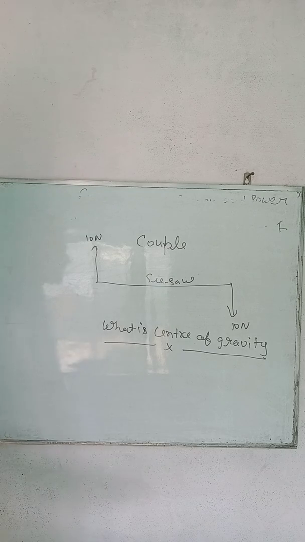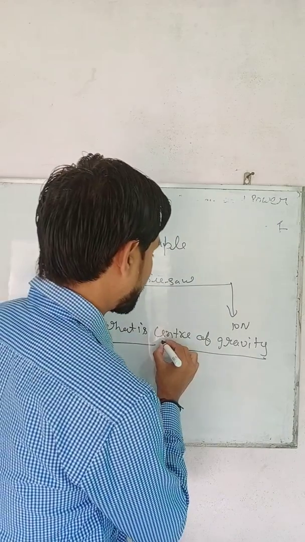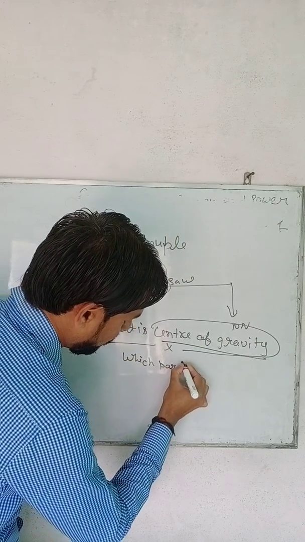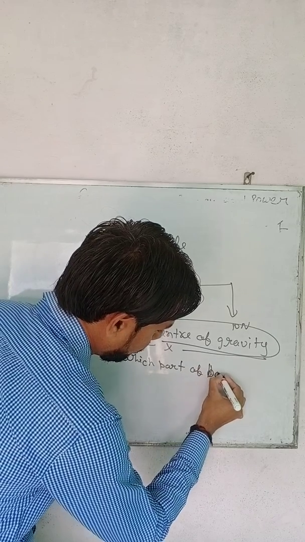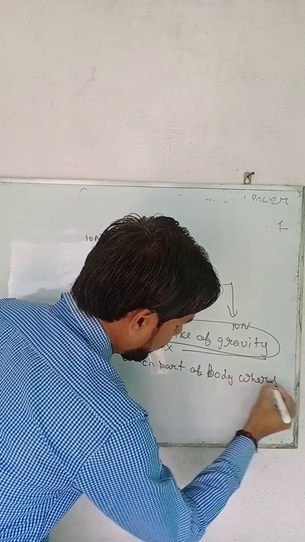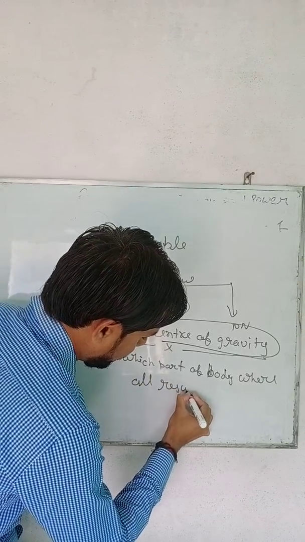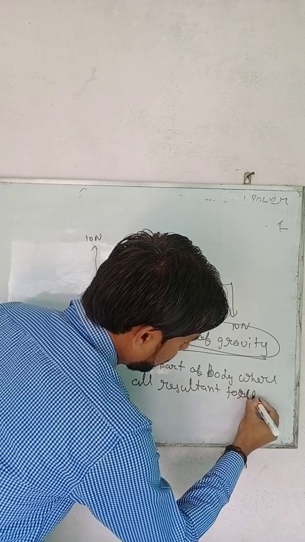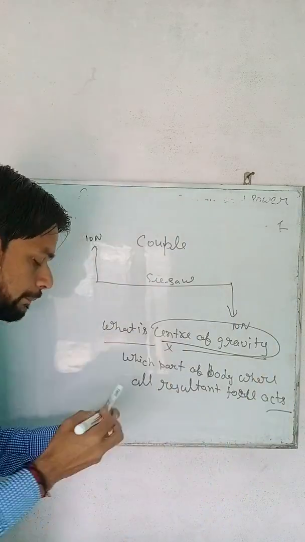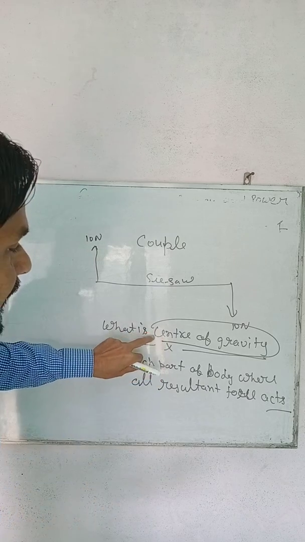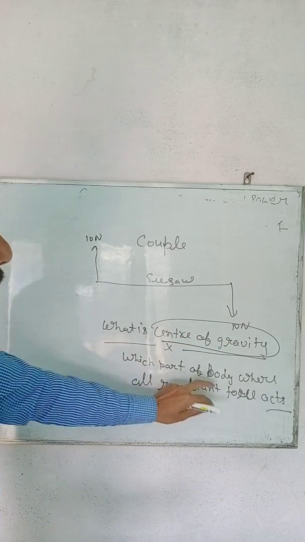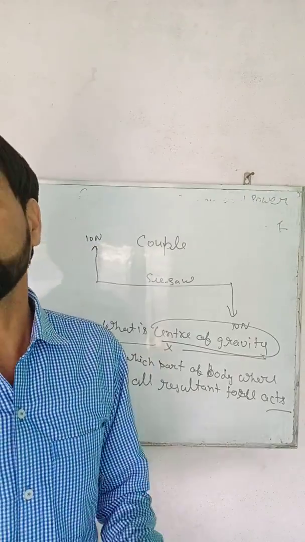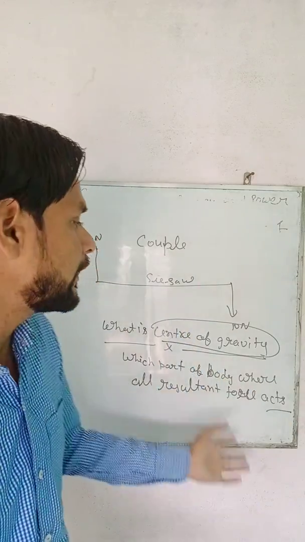In a simple way, we say that the center of gravity is that part of the body where all the resultant force acts. That is called the center of gravity in bodies.